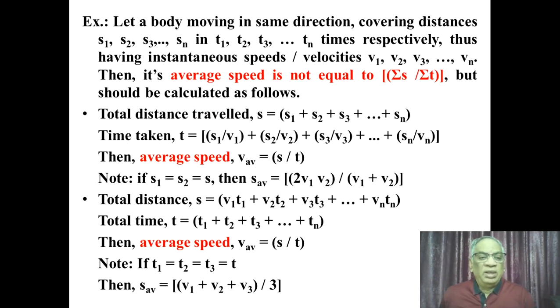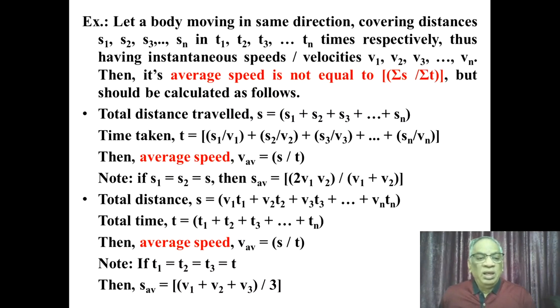Let us see in this example. Let a body be moving in the same direction, covering distances s1, s2 up to sn in times t1, t2, t3, up to tn respectively, thus having instantaneous speeds or velocities v1, v2, v3, up to vn. Then we will calculate its average speed. So the average speed is not equal to the summation of distance by the summation of time, because the speeds are changing with time for each interval of time. That means it's not equal to sigma s by sigma t, but we have to calculate like the procedure shown below.